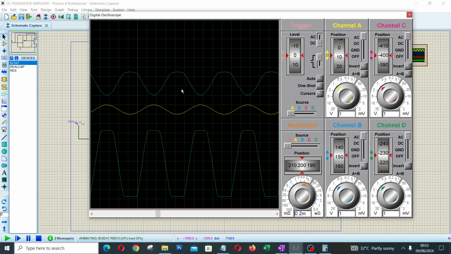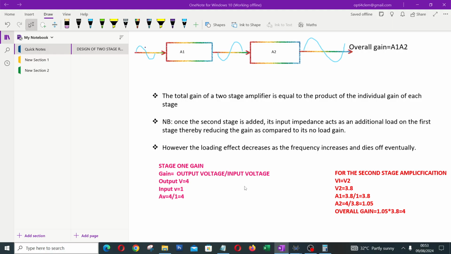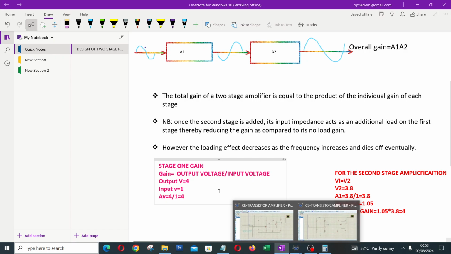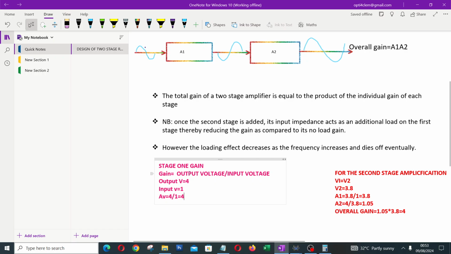Let's count again: 1, 2, 3. So when you look at it, you see something has happened. The output becomes 3. Now the second stage is connected, the output of the first stage has reduced. This is when it was single stage alone, single stage unloaded.